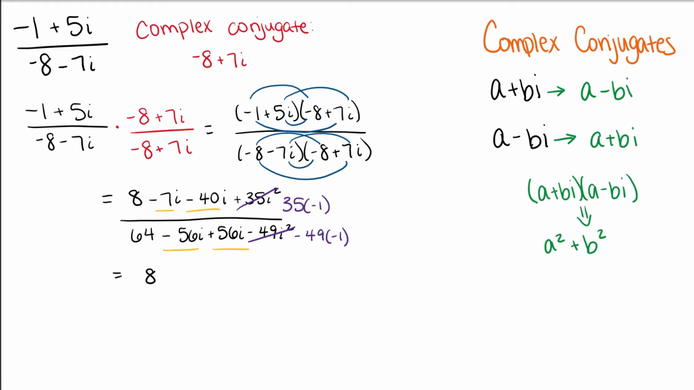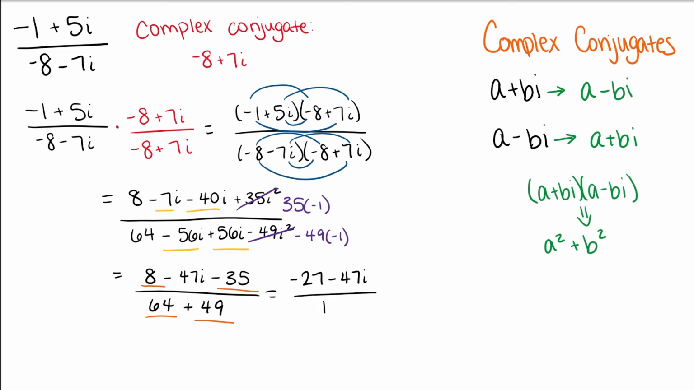Negative 7i minus 40i is negative 47i minus 35, all over 64. Negative 56i plus 56i is 0 plus 49. Combining our like terms again, now we have 8 and negative 35, 64 and 49 in our denominator. So our final answer is negative 27 minus 47i over 113.